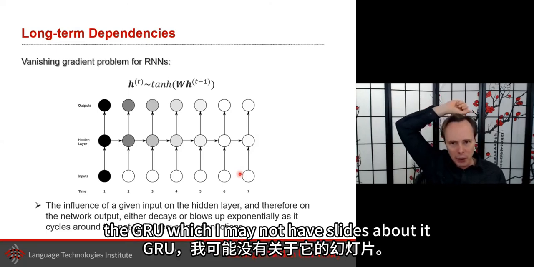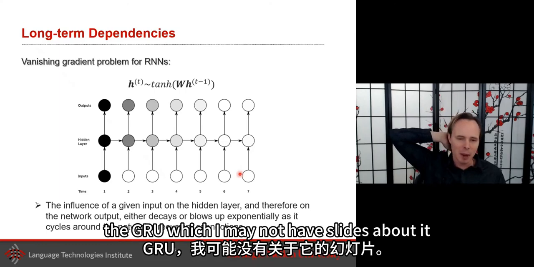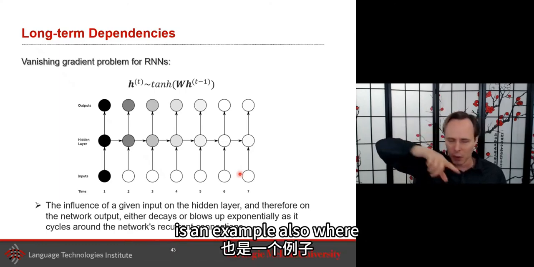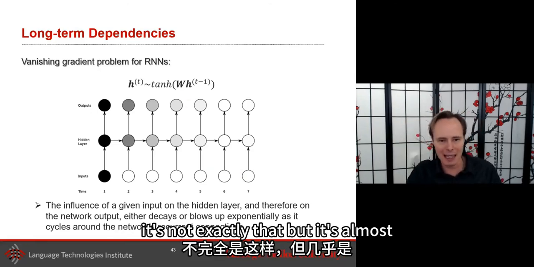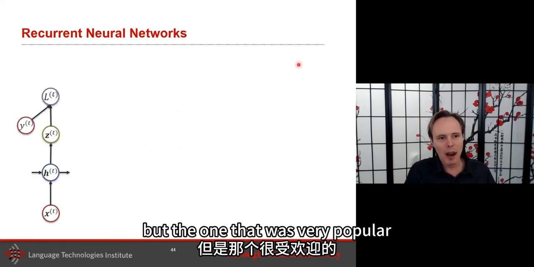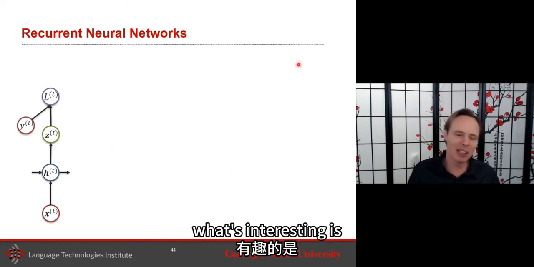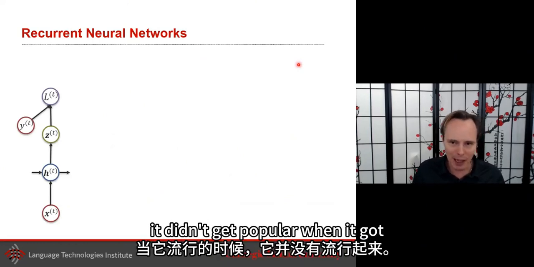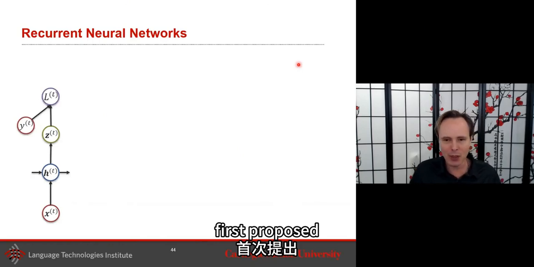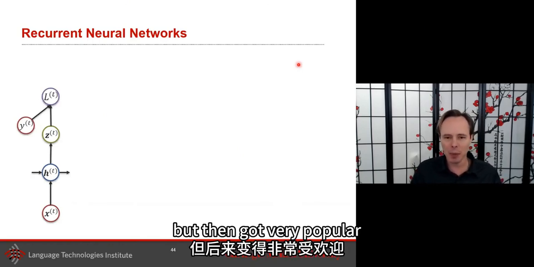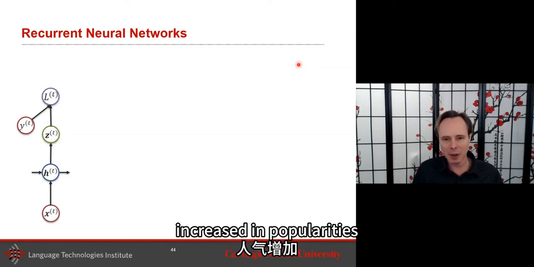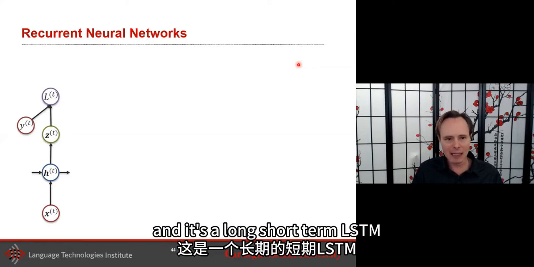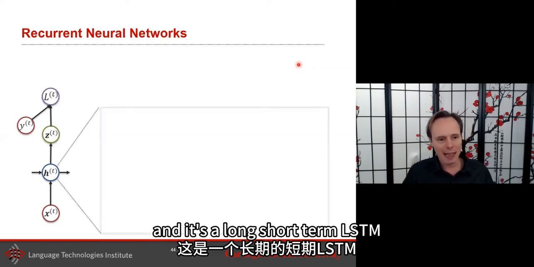The GRU, which I may not have slides about, is also an example where there is almost a skip connection. It's not exactly that, but it's almost. But the one that was very popular, and what's interesting is it didn't get popular when it was first proposed, but then got very popular when deep neural representations increased in popularity, is the long short-term memory, LSTM.